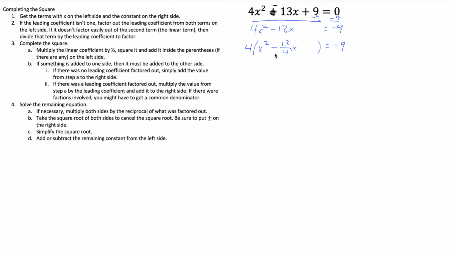We multiply the linear coefficient, -13/4, times a half. So that gives us -13/8. And we're going to square that, -13/8 squared. Negative times negative is positive. 13 times 13 is 169, and 8 times 8 is 64. So we're going to add -13/8 squared here. But whenever we add something to one side, we have to add it to the other.